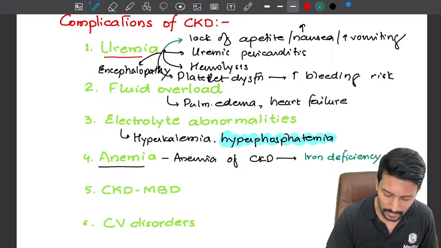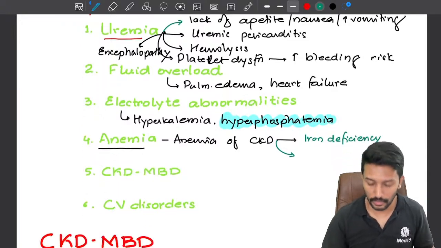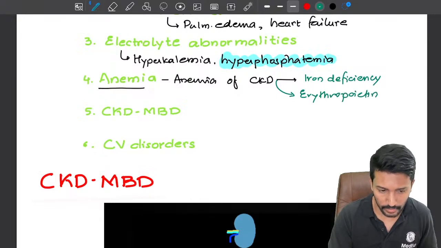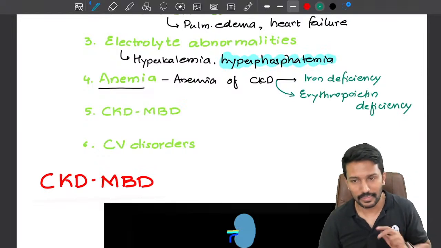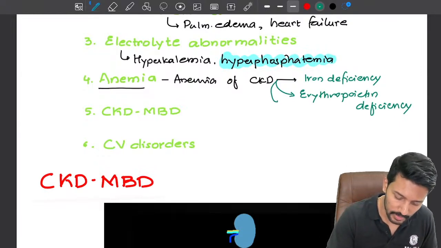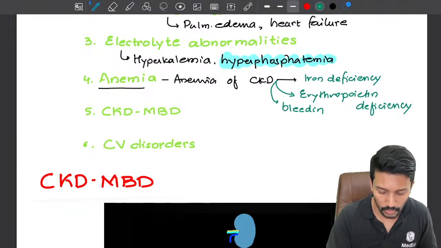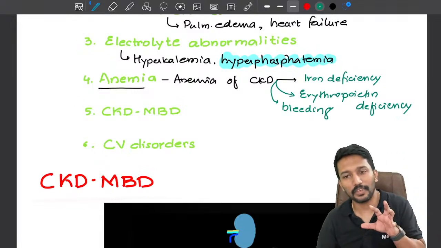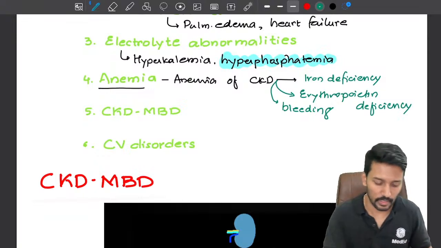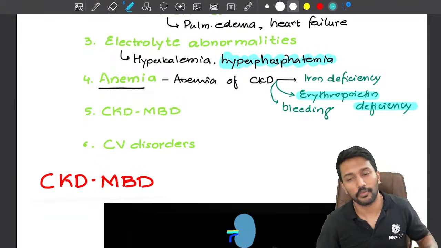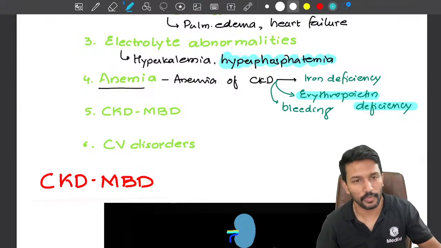Second, kidneys are concerned with production of erythropoietin. So if kidneys are not able to do their work, there will be erythropoietin deficiency. That is a second cause. Third, because of the uremia, there is increased bleeding risk, so the bleeding also contributes to the loss of blood. All of these are factors contributing to anemia of CKD, but the most important reason is erythropoietin deficiency. That is why when we have to treat anemia in CKD patients, we might need to give them erythropoietin.